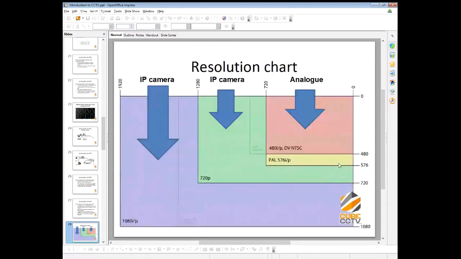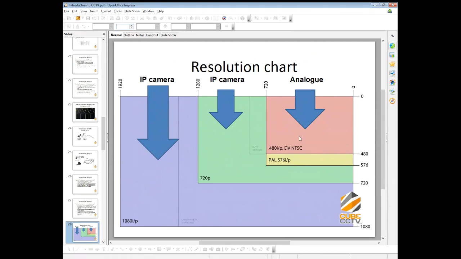Right, this gives you an idea of how these resolutions work. You've got the full HD, which is 1080 by 1920. So that's your full HD picture in resolutions. Normally when people say it's a 2 megapixel camera, that means it's full HD, 1920 by 1080. HD ready, or known as half HD, will be 1280 by 720. That's also IP cameras. You can still find IP cameras which give you half HD.